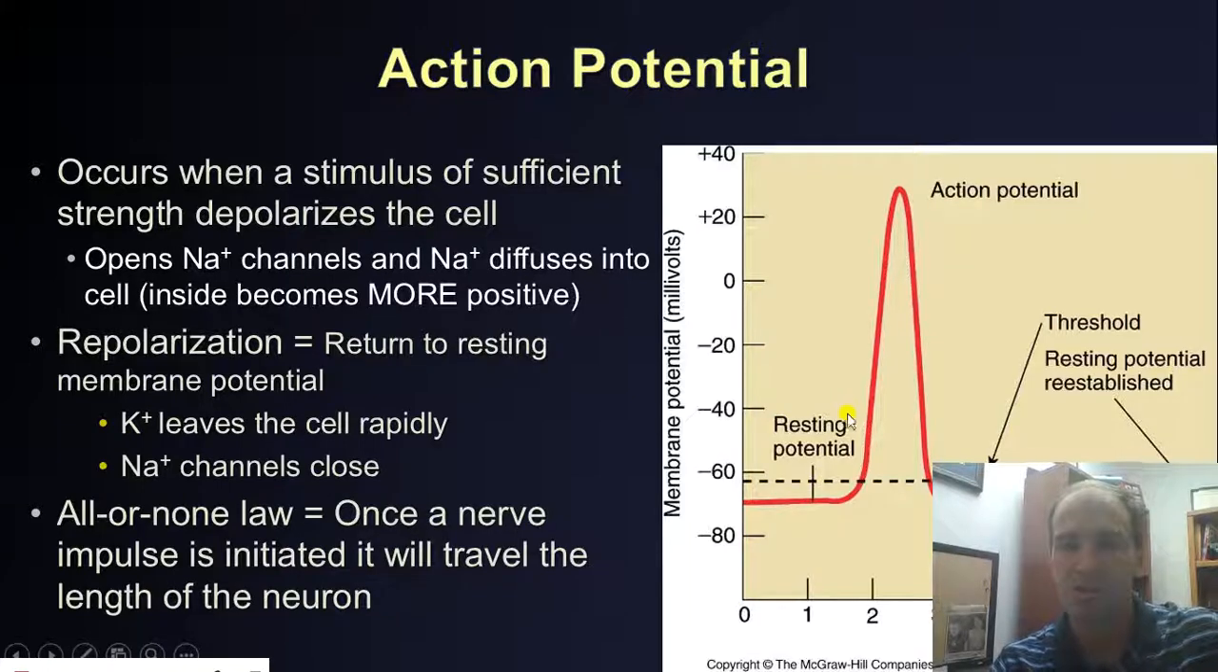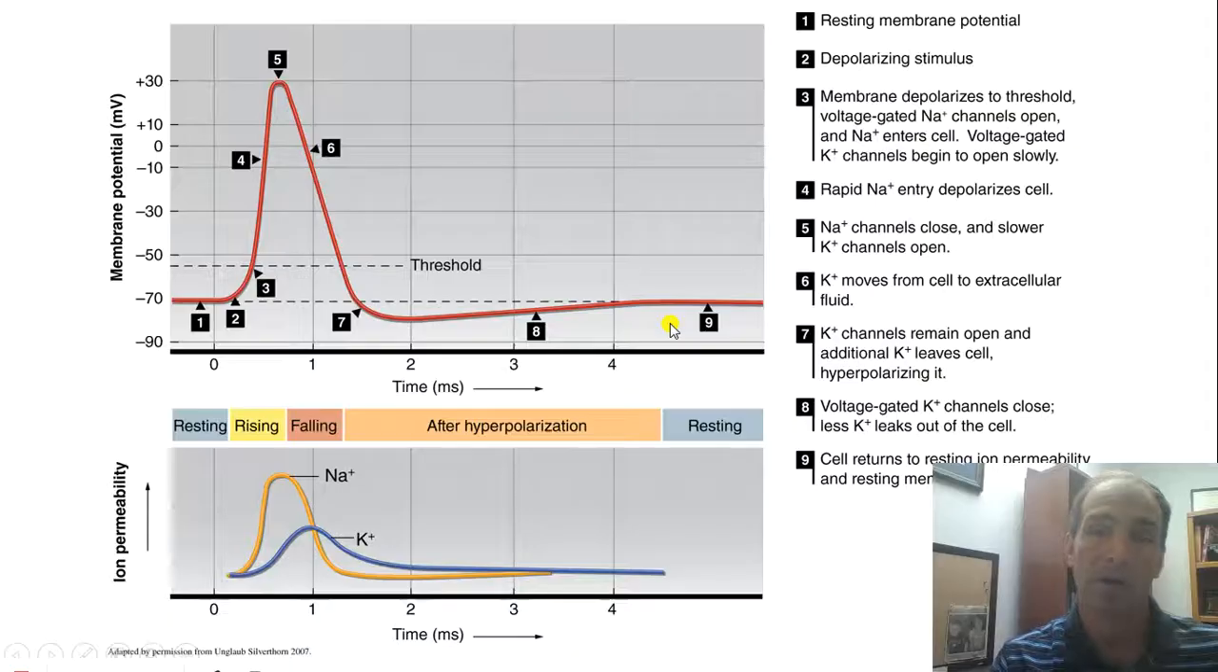And all action potentials are the same size. So there is no partial action potential. There is not a small one or a big one. We call that an all or none principle, the idea that this will occur totally or it will not occur at all.